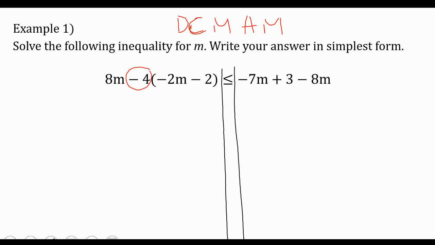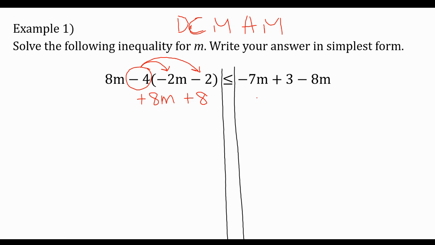Okay, so we're going to distribute first. So I have this -4 right outside the parentheses. Make sure you distribute a -4 instead of a +4. And remember to only distribute what's inside the parentheses. Don't go any further, and only distribute what's directly outside. So this 8m is not included in this distribution. So we have -4 times -2. A negative times a negative is a positive. So we get positive 8m.